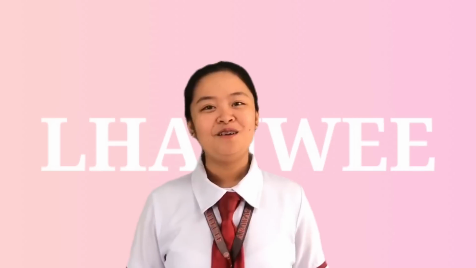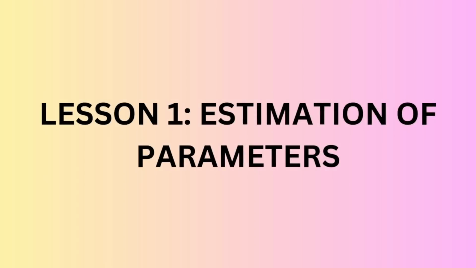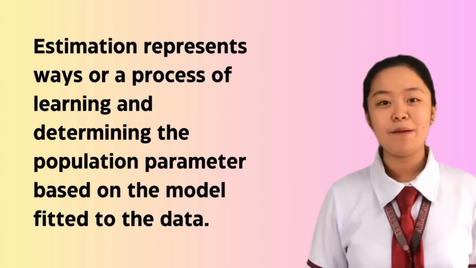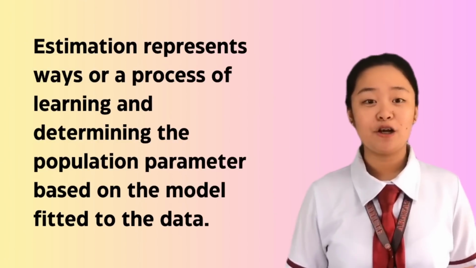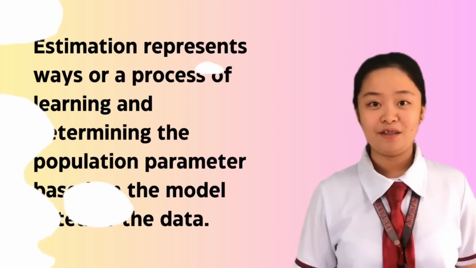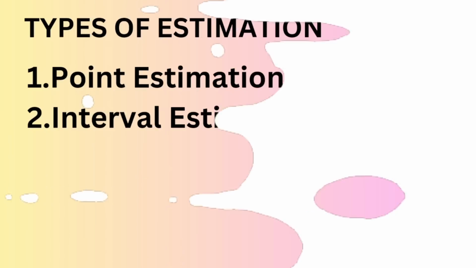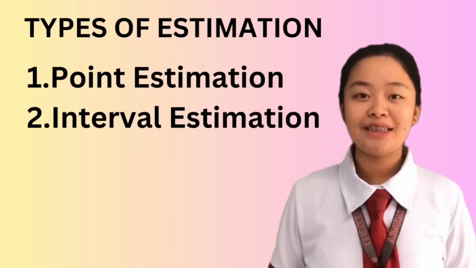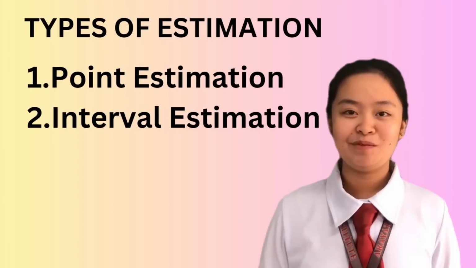In this video, we will talk about estimation of parameter. Estimation represents ways or a process of learning and determining the population parameter based on the model fitted to the data. Types of estimation. We have two, the point estimation and interval estimation.